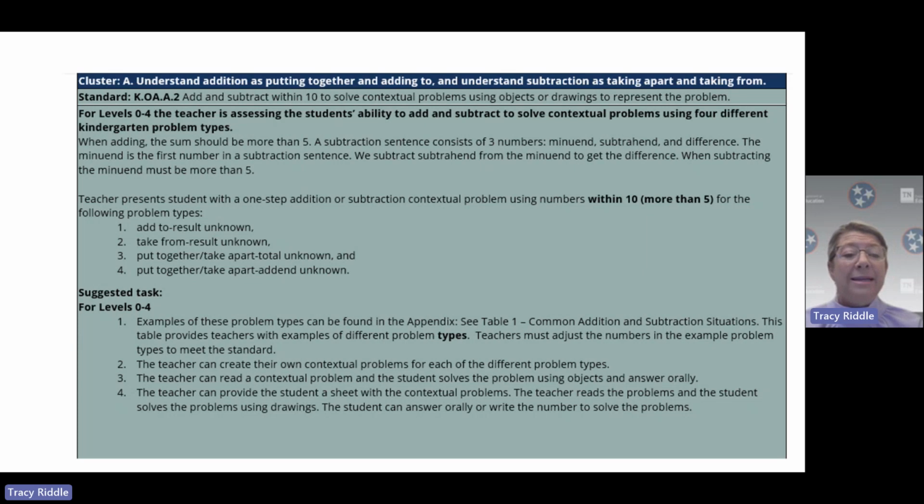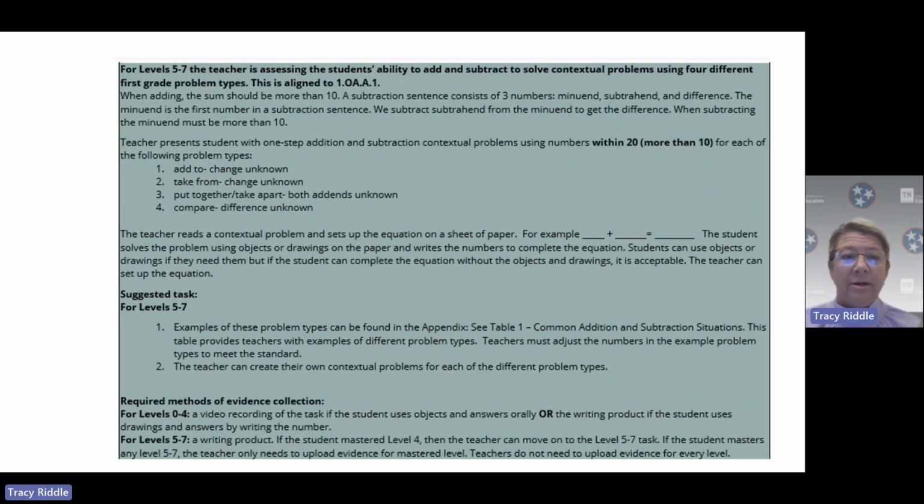Once students have mastered the kindergarten standard, teachers can move into assessing the first grade standard. The first grade standard is aligned to 1OA-A1. This is assessing the student's ability to add and subtract contextual problems using the 4 different first grade problem types. When doing addition problems, the sum should be more than 10.